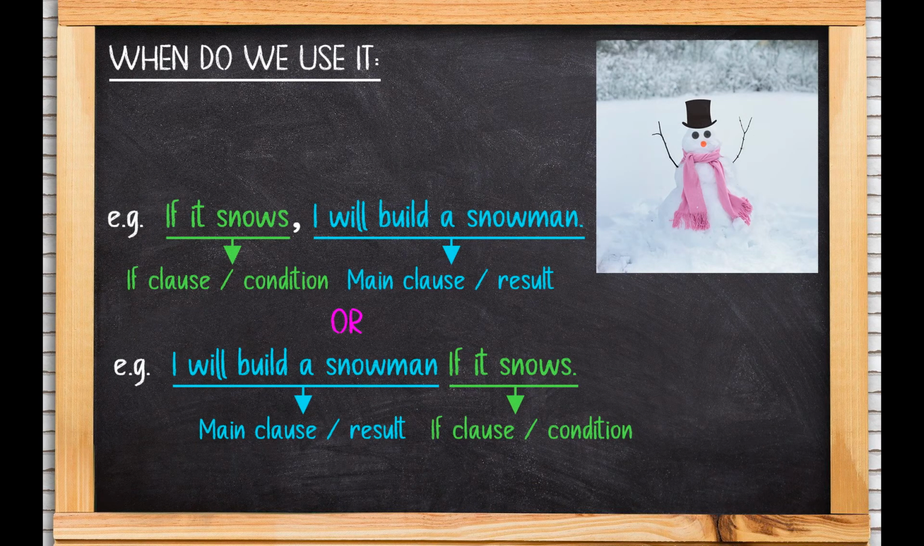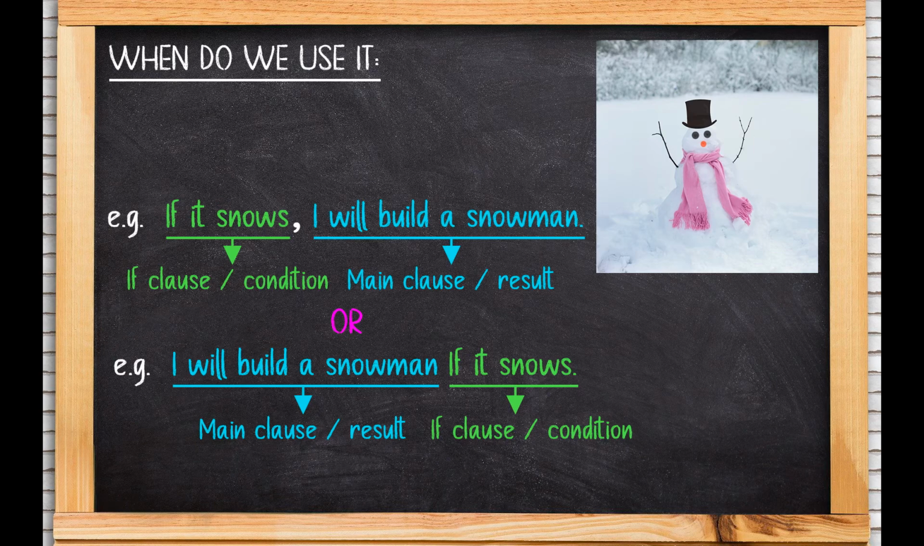For example, if it snows, I will build a snowman. Here we have if it snows, which is the if clause or the condition. And then we have I will build a snowman, which is the main clause or the result. Okay? And in order for me to build a snowman, we need the condition to happen first, which is if it snows. So if it snows, if this is fulfilled, if this happens, then the result will very likely happen too. I will build a snowman, although it's not always 100% guaranteed.